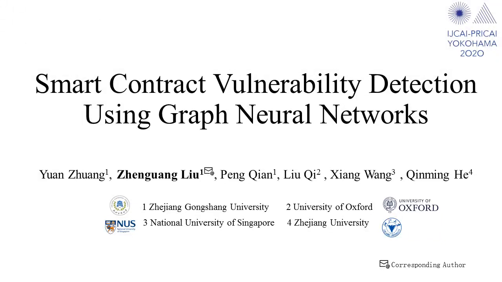Our paper title is Smart Contract Vulnerability Detection Using Graph Neural Networks. This is an AI plus blockchain practice.